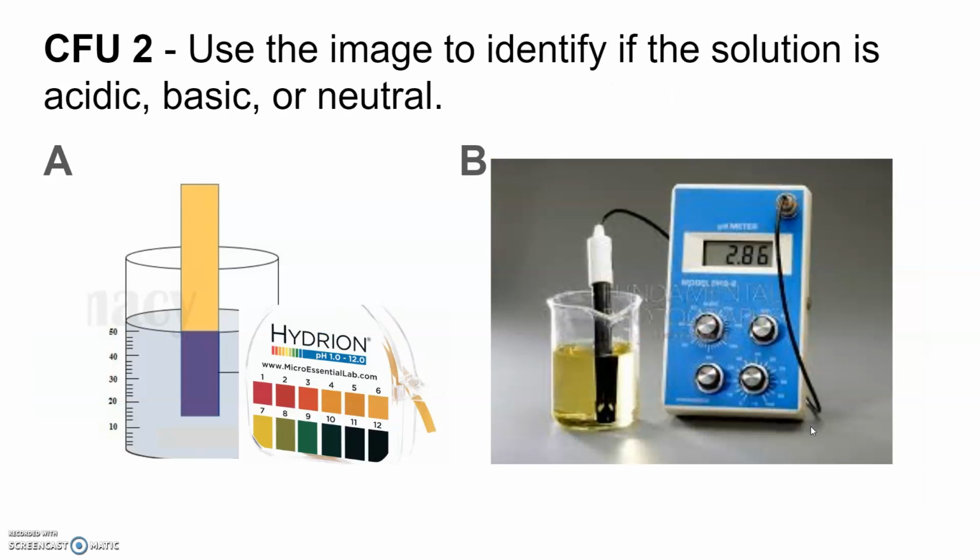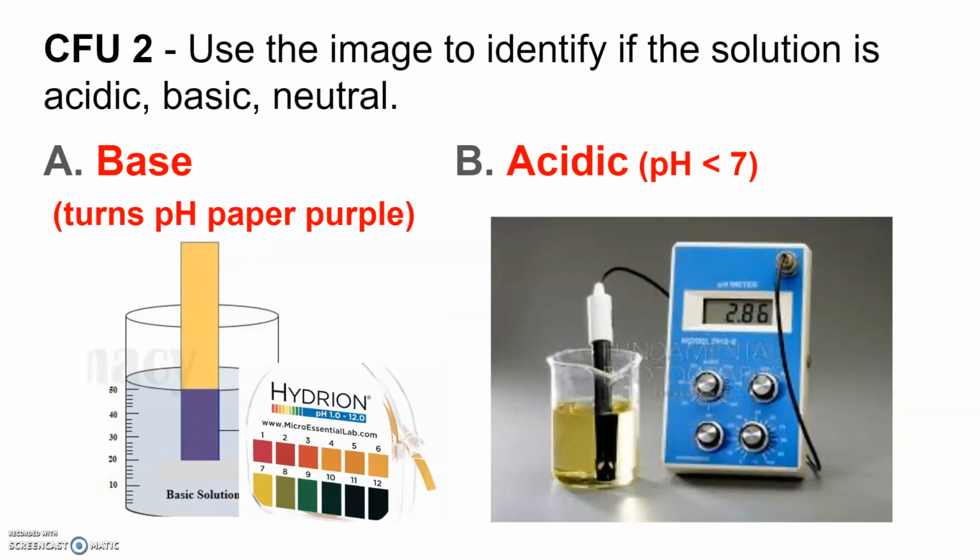All right, so what you're going to do now is you're going to try this CFU to identify whether the solution is an acid or a base. Press pause, and when you press play again, the answer will be revealed. Okay, so A is a base, and that's because it turns the pH paper purple. And B is an acid because, as you can see here, the pH is 2.86, which is less than 7.